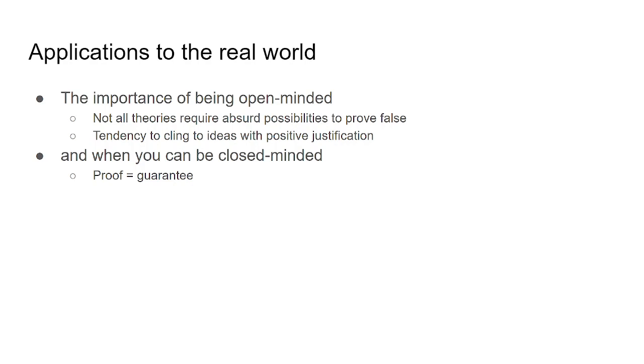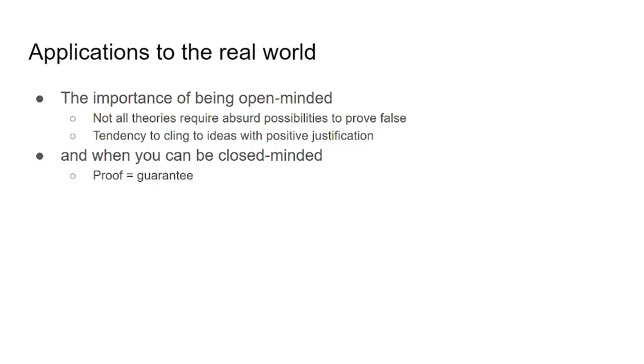And then the opposite is also there, where if you can actually prove something to be true, then you can be closed minded because it's guaranteed to be true. So sometimes people won't understand that something is actually proven true, and they'll try and argue that it's still debatable or something like that. But if you can actually prove something to be true, then it's guaranteed.